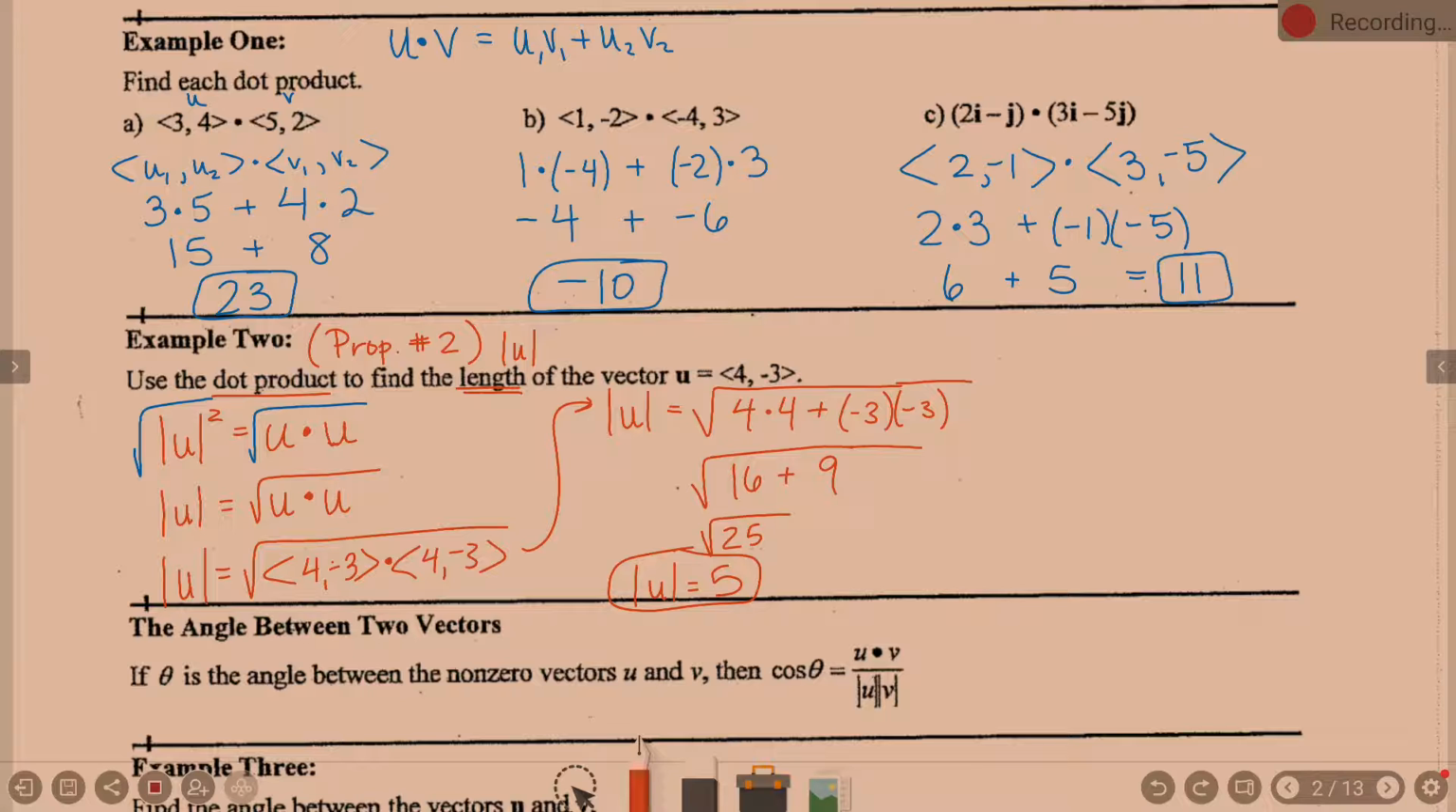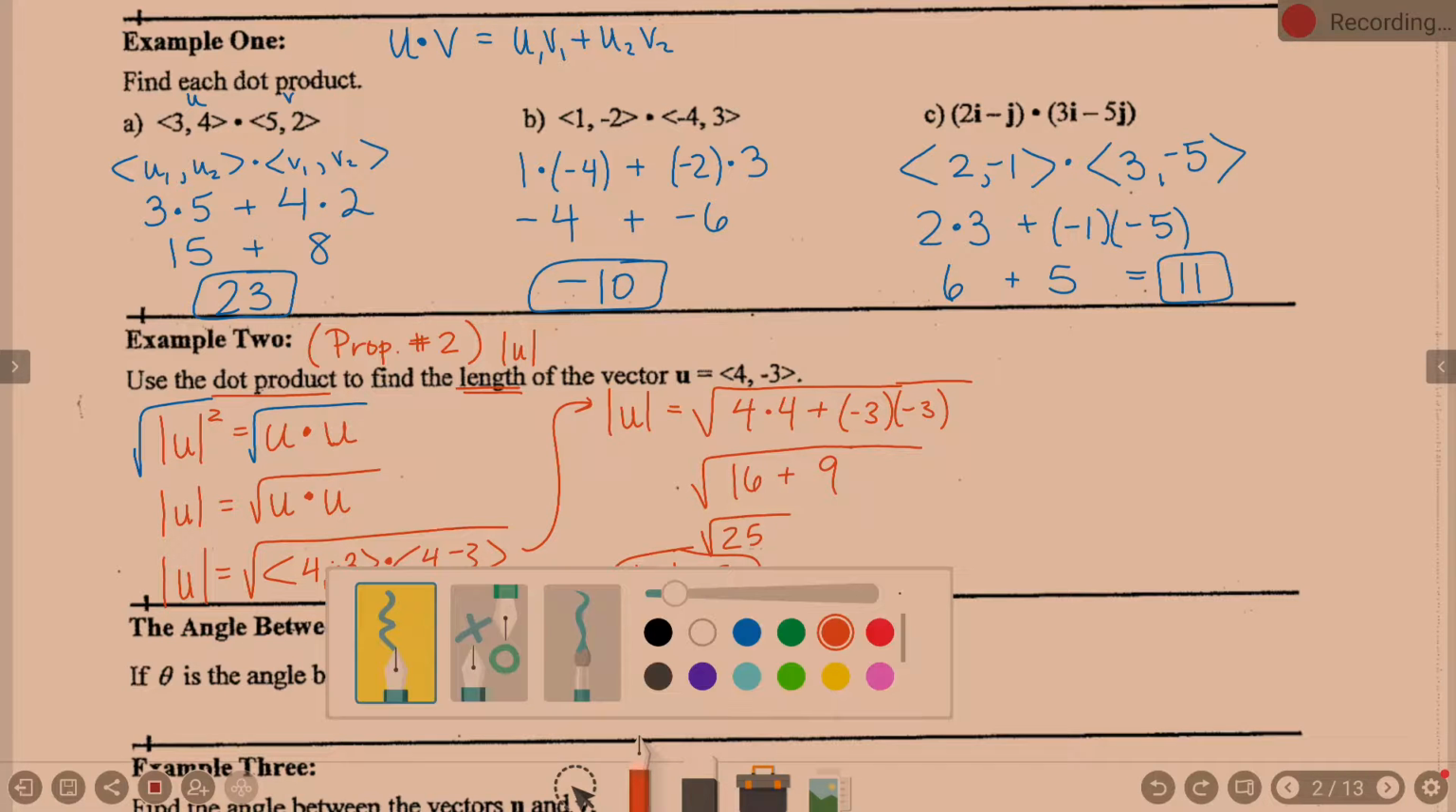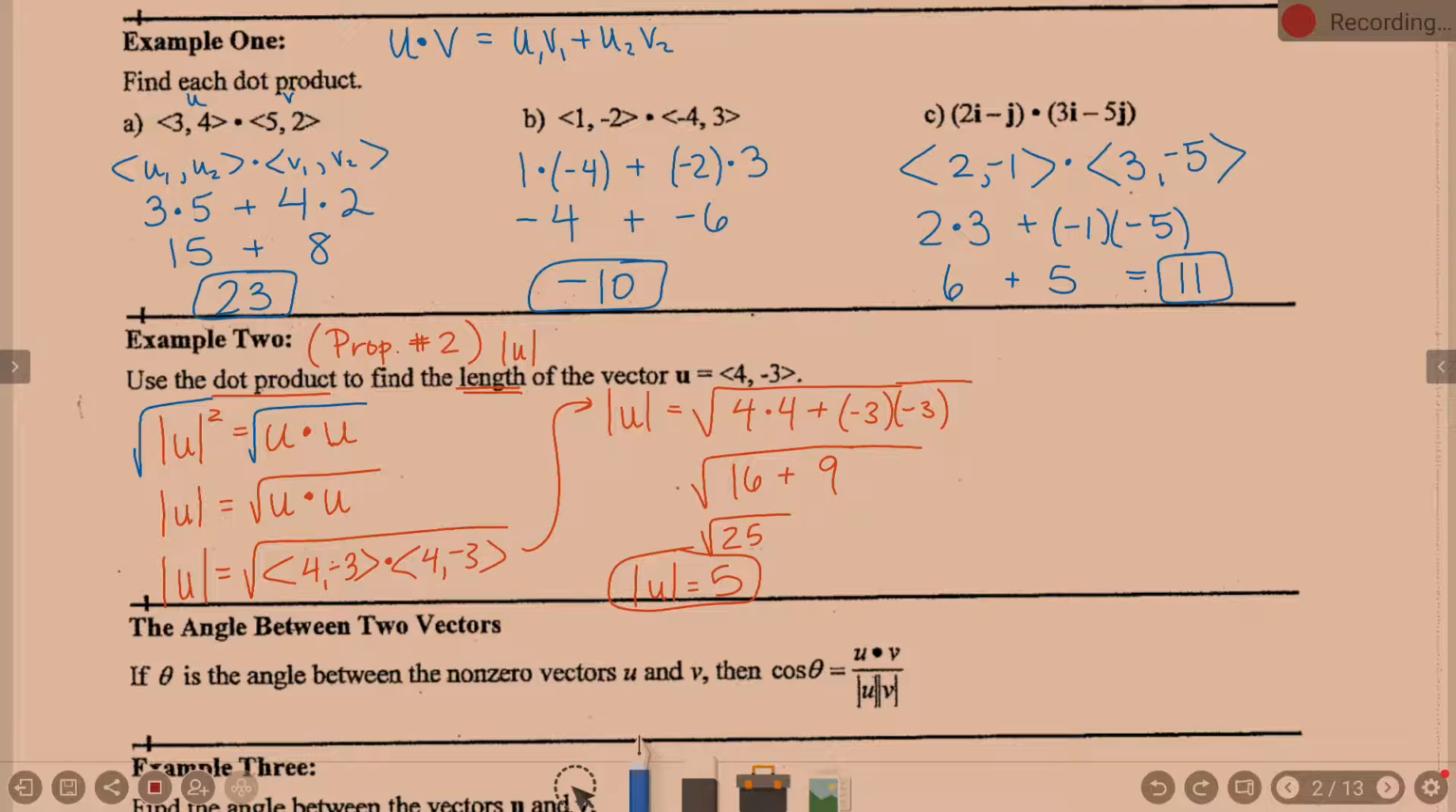Okay, so it's using that property too. You are welcome to just realize, okay, right here, that's always going to be a formula that you can use, so to speak. And the fact that you're doing the absolute value of u is the square root of u times u. Okay. Questions on dot product?